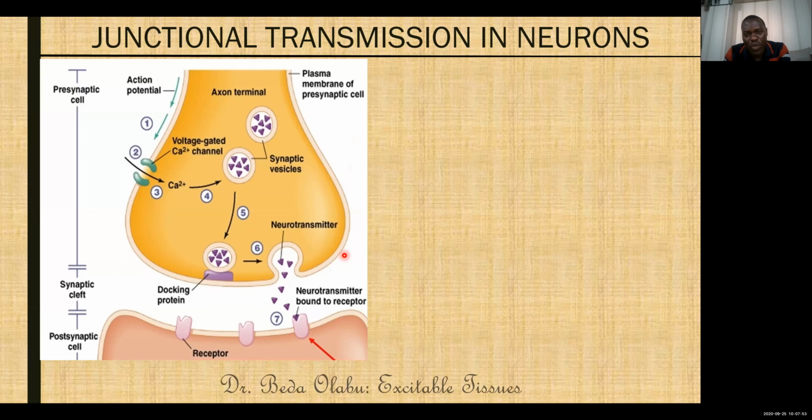I'm not so sure whether you've understood the chemical synapse, but I want to repeat it again briefly in a different way so that you understand. Because chemical synapse is an important part of medicine. You cannot afford not to understand chemical synapse in neurons if you're going to understand anything in pharmacology.